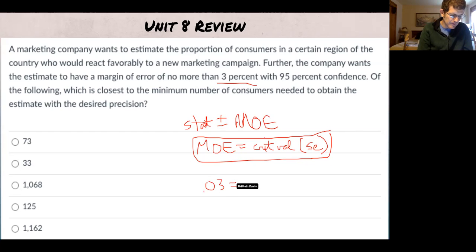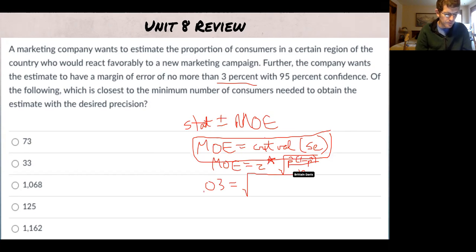And I can substitute. In fact, real quick, I want to do this. It's going to be p hat, or I'm sorry. Margin of error is going to equal a critical value, which is going to be a z star value, times the square root of p hat times 1 minus p hat all over n. So if I start trying to fill this in, I already put the 0.03 for my margin of error. N is what we're solving for, obviously. And p hat, we don't know.